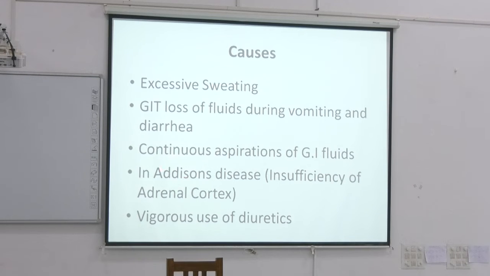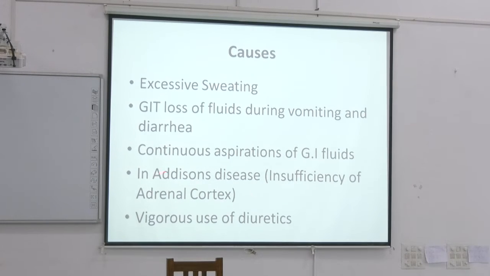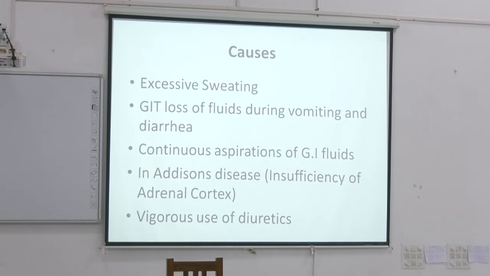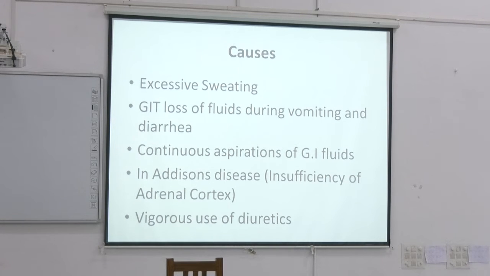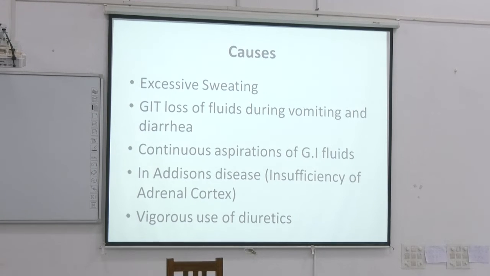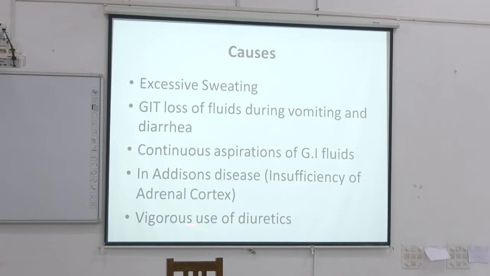Can you tell me what happens in Addison's disease, insufficiency of the adrenal cortex? What happened? Yes, aldosterone concentration becomes less. So the vasoconstriction process does not proceed, and ultimately it decreases the concentration of the salt, as with the use of diuretics.